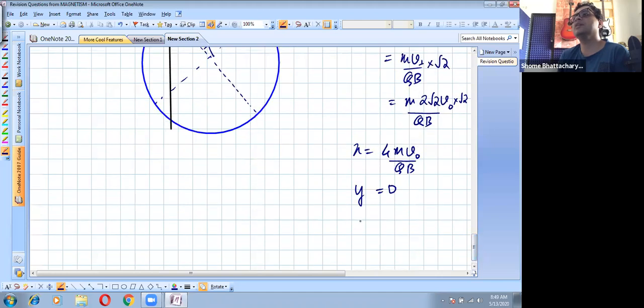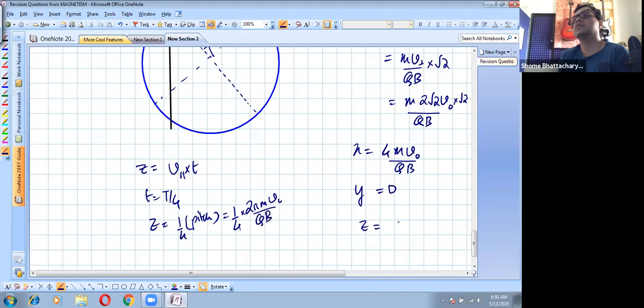And the z coordinate at that particular moment is how much? The z coordinate in general is the parallel component into time. So at t equal to T by 4, the z coordinate is 1/4 of the pitch, which is pi by 2 m v naught divided by qB. So this is the position.